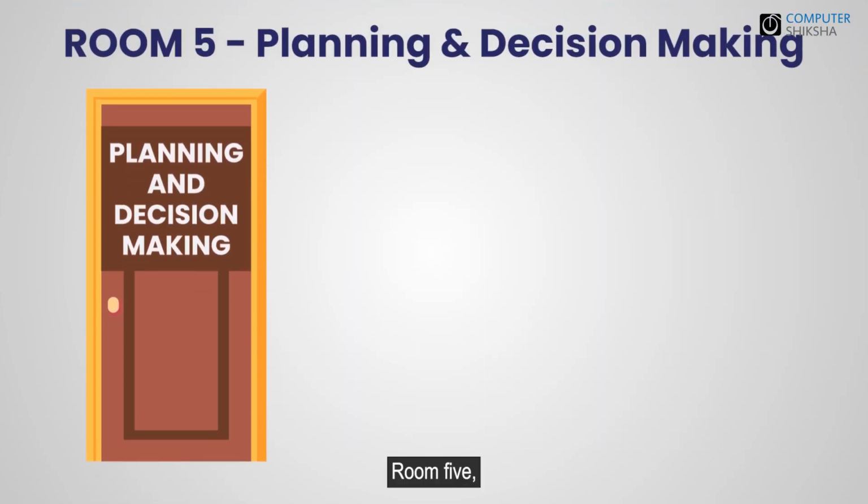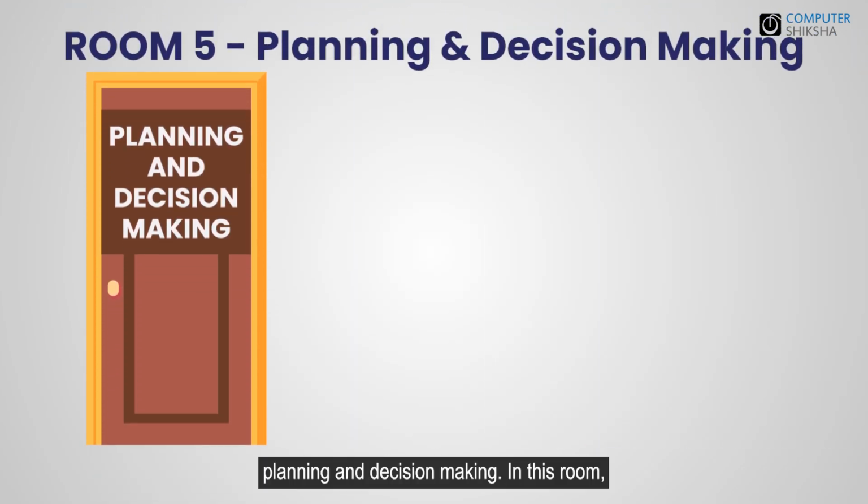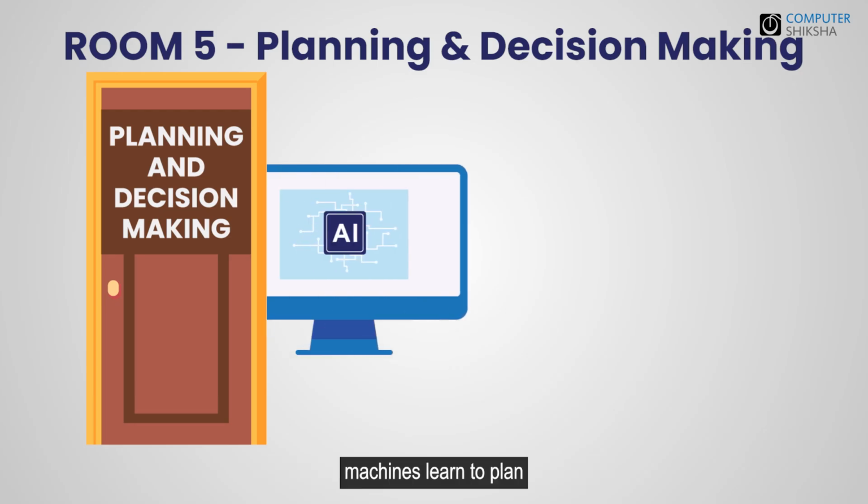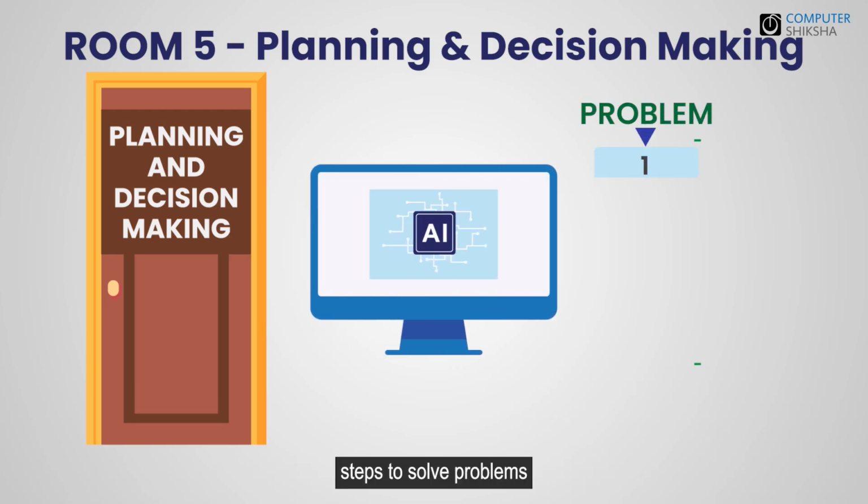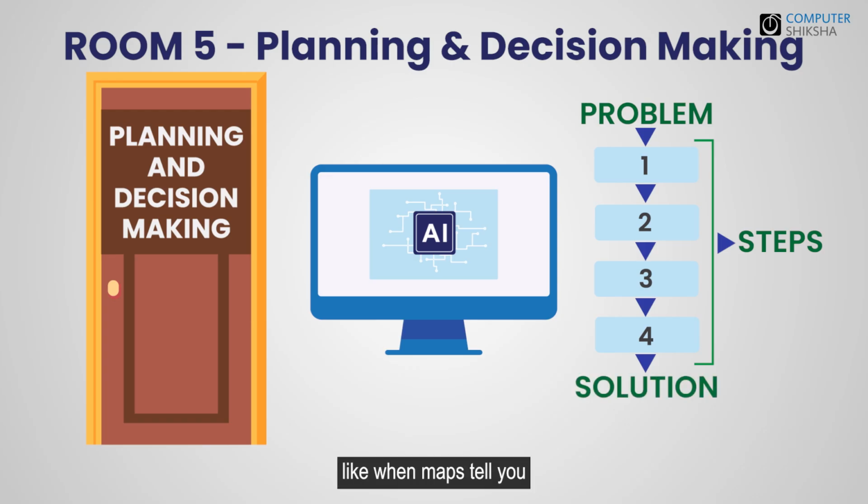Room 5. Planning and decision making. In this room, machines learn to plan steps to solve problems. Like when maps tell you the fastest way to reach school.